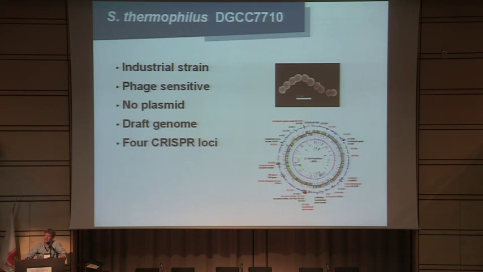This particular strain, DGCC7710, is actually phage sensitive. It carries no plasmid whatsoever. We have the draft genome, and when we studied the genome of this strain, we found 4 CRISPR loci.